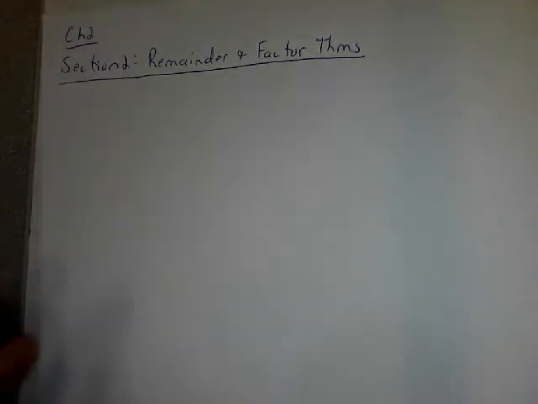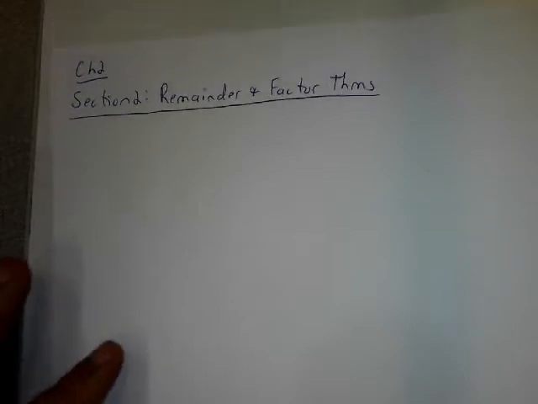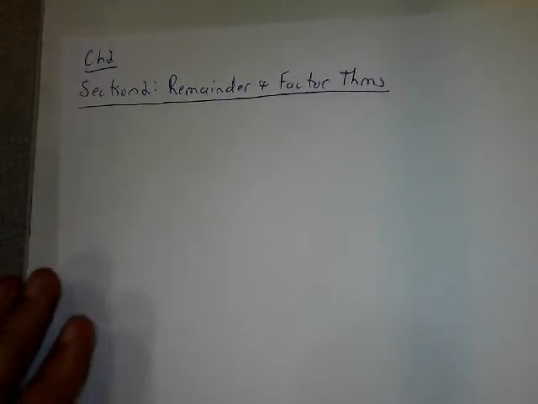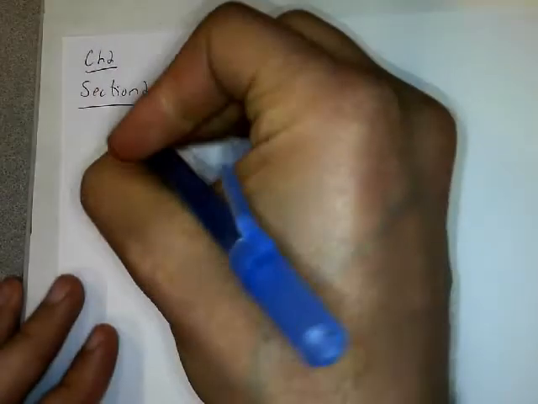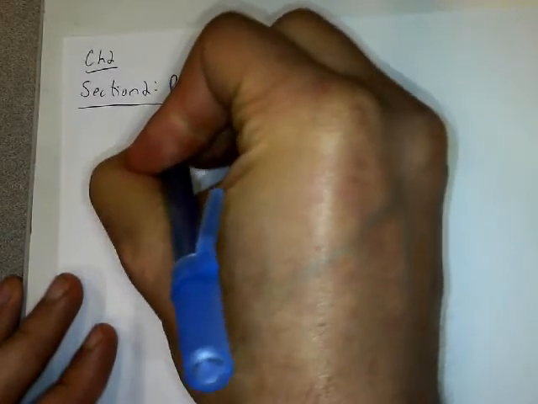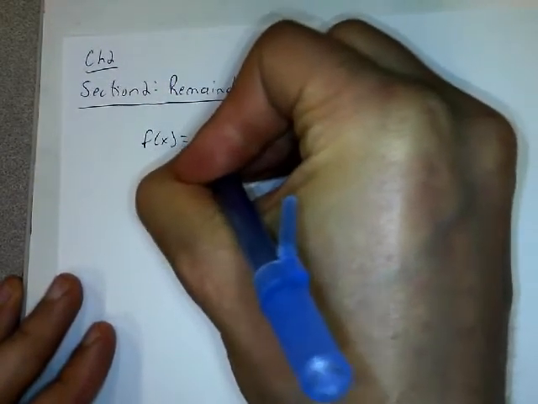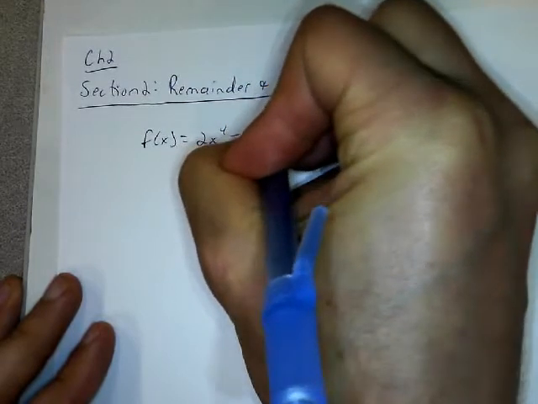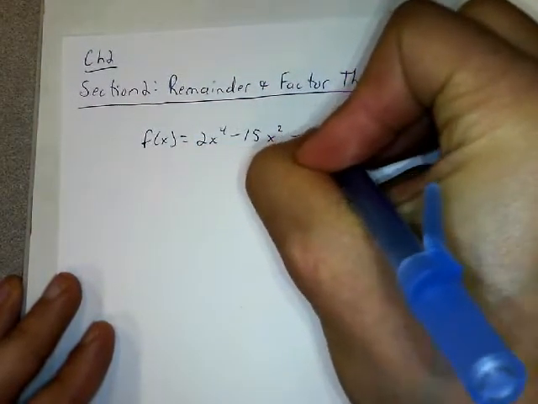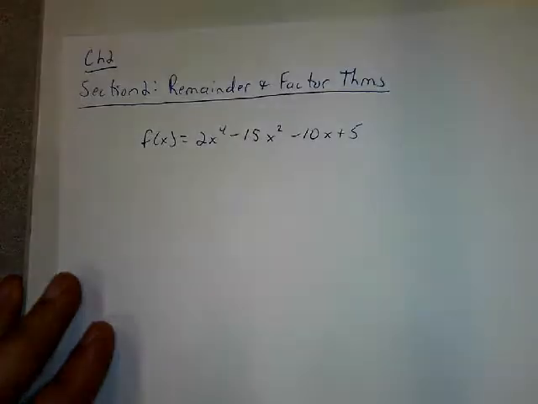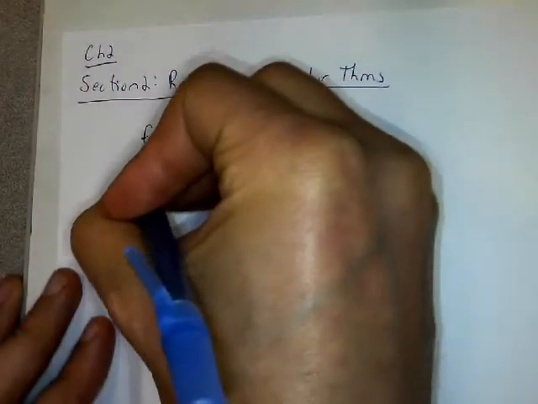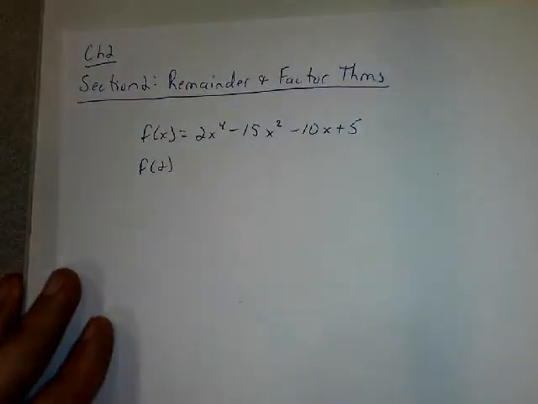Today we continue what we did yesterday, but focus more on the remainder and factor theorems, which you noticed yesterday. Let's do that. Let f of x be equal to 2x to the fourth minus 15x squared minus 10x plus 5. Let's find f of 2. Again, we could just plug it in.